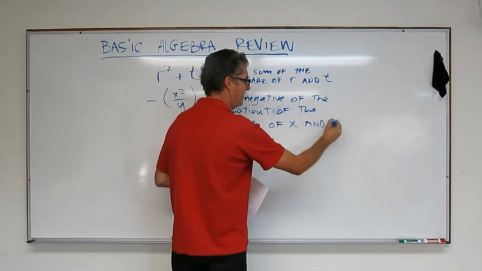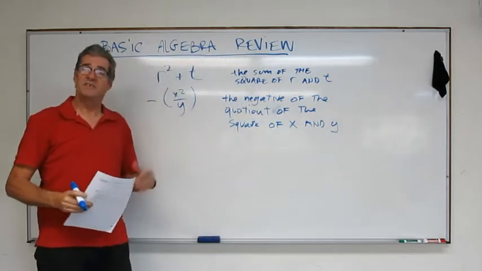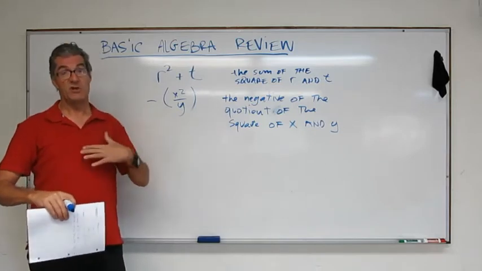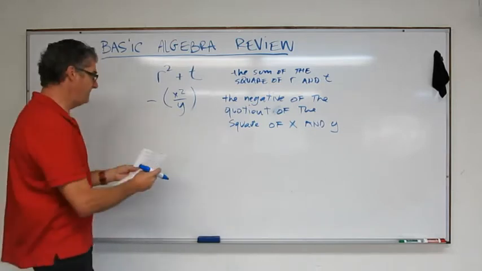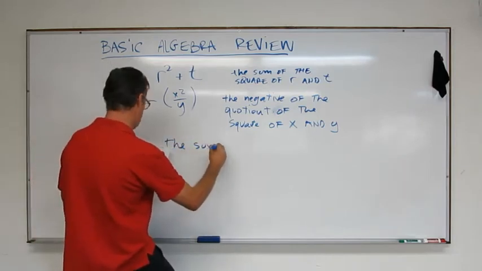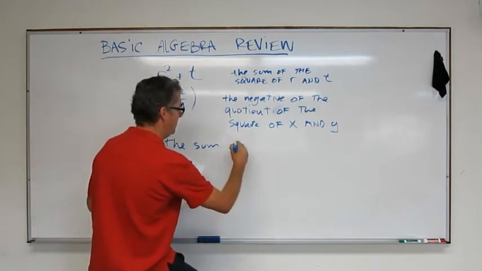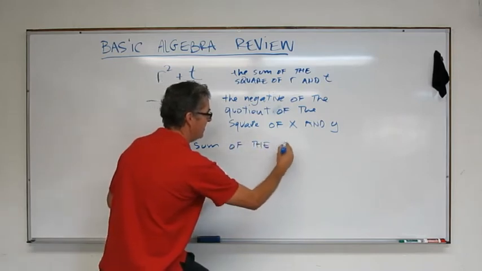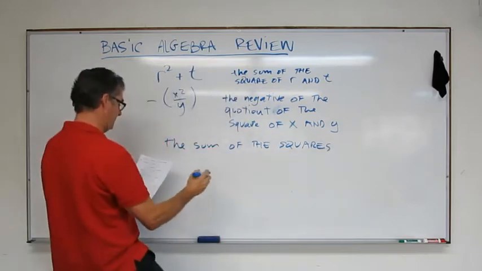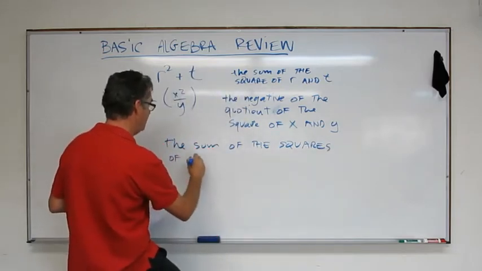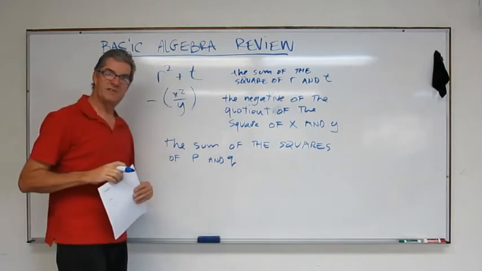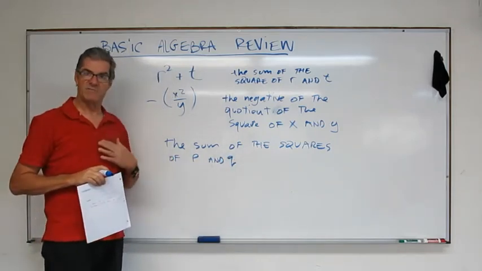Okay? The second thing is we went the other way. So we started with words and we turned those into expressions. So let's do that. Here's one. The sum of the squares P and Q. So pause the video, try that one, we'll come back.